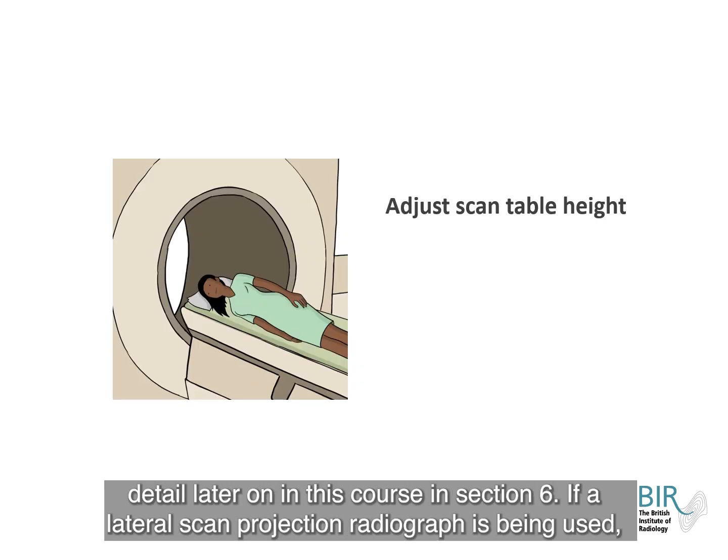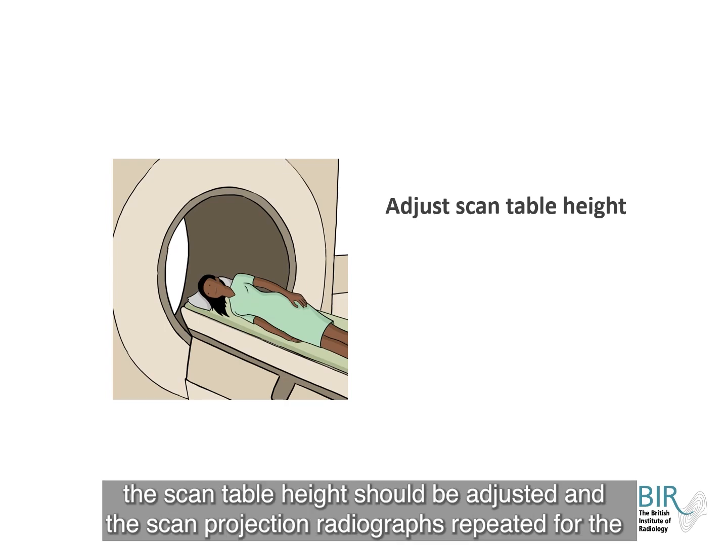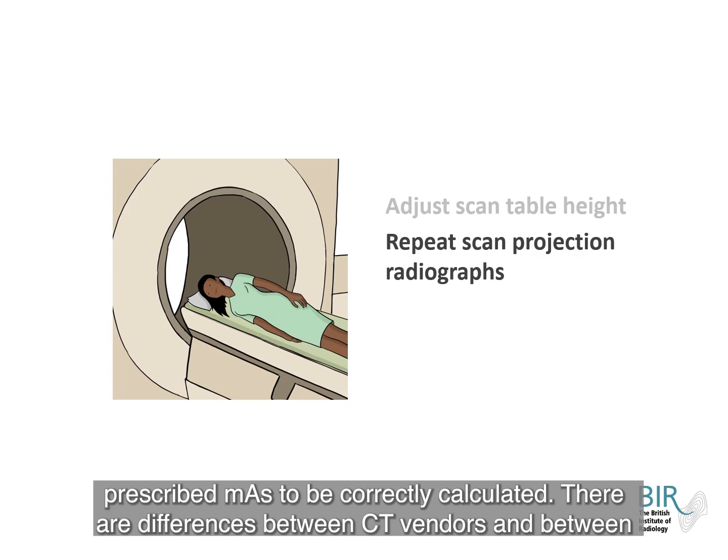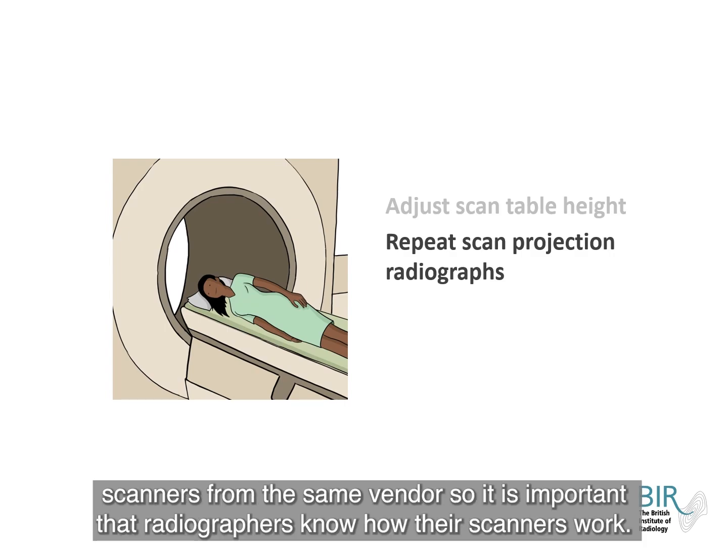If a lateral scan projection radiograph is being used, the scan table height should be adjusted and the scan projection radiographs repeated for the prescribed MAS to be correctly calculated. There are differences between CT vendors and between scanners from the same vendor, so it is important that radiographers know how their scanners work.